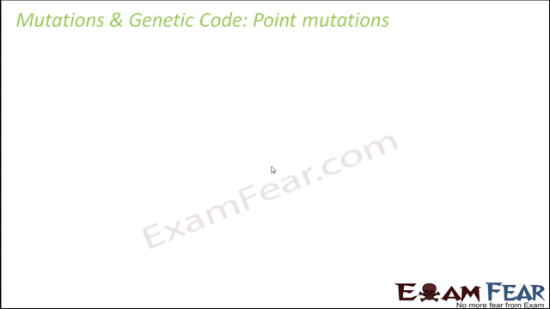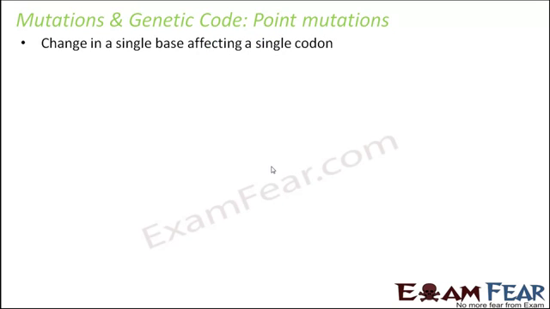When we talk about mutations, we have discussed two types of mutation. One is the point mutation and the other one is the frame shift mutation. Point mutation is a change in a single base which affects only a single codon. That means in this case, all other codons remain unaffected. So only one base is being affected. Let us look at some examples of point mutations.